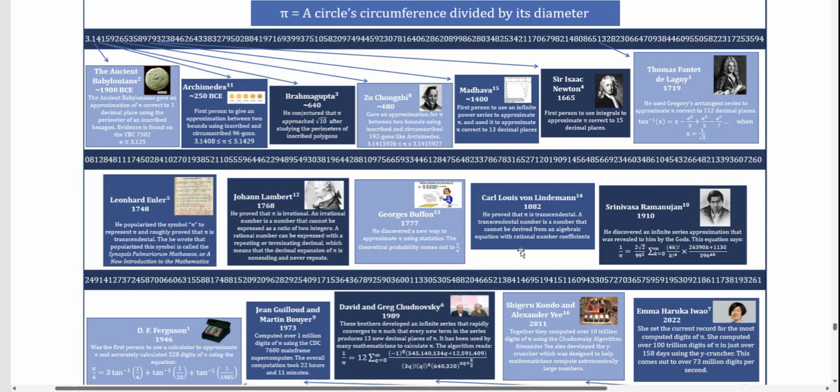Lindemann in 1882 proved that pi is transcendental. An algebraic number is a number that can be built up out of add, subtract, multiply, divide, powers, roots, and so forth. Transcendental numbers cannot be done that way, so it's sort of a step beyond irrational.